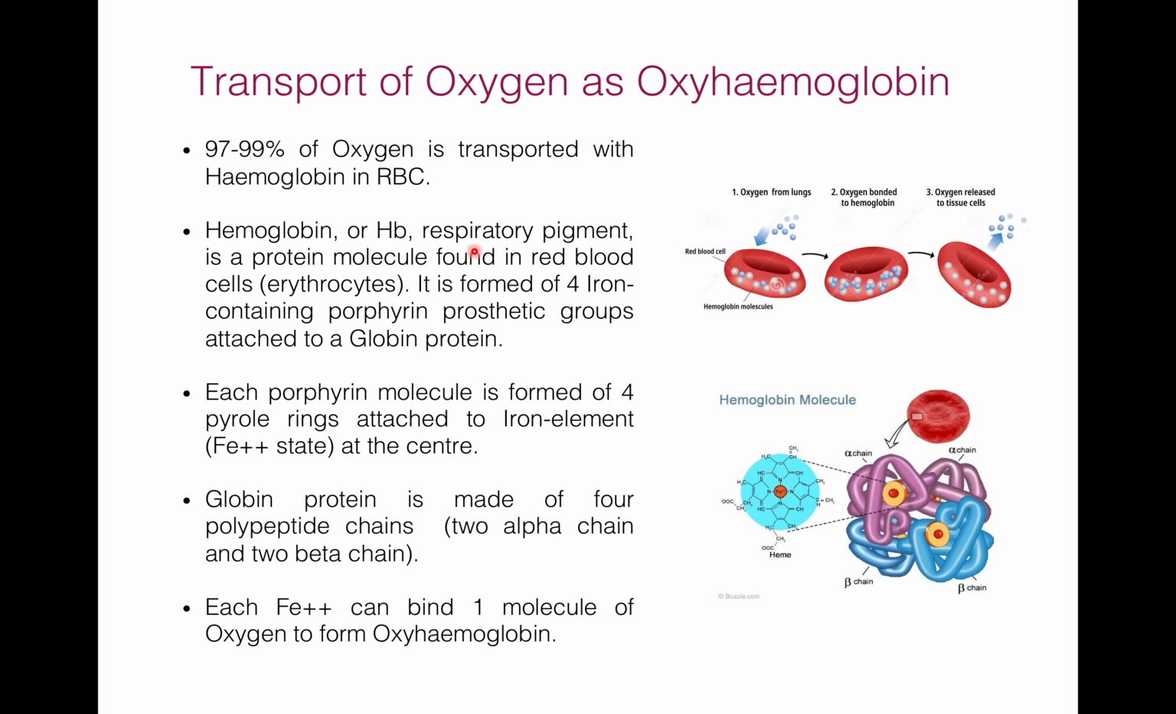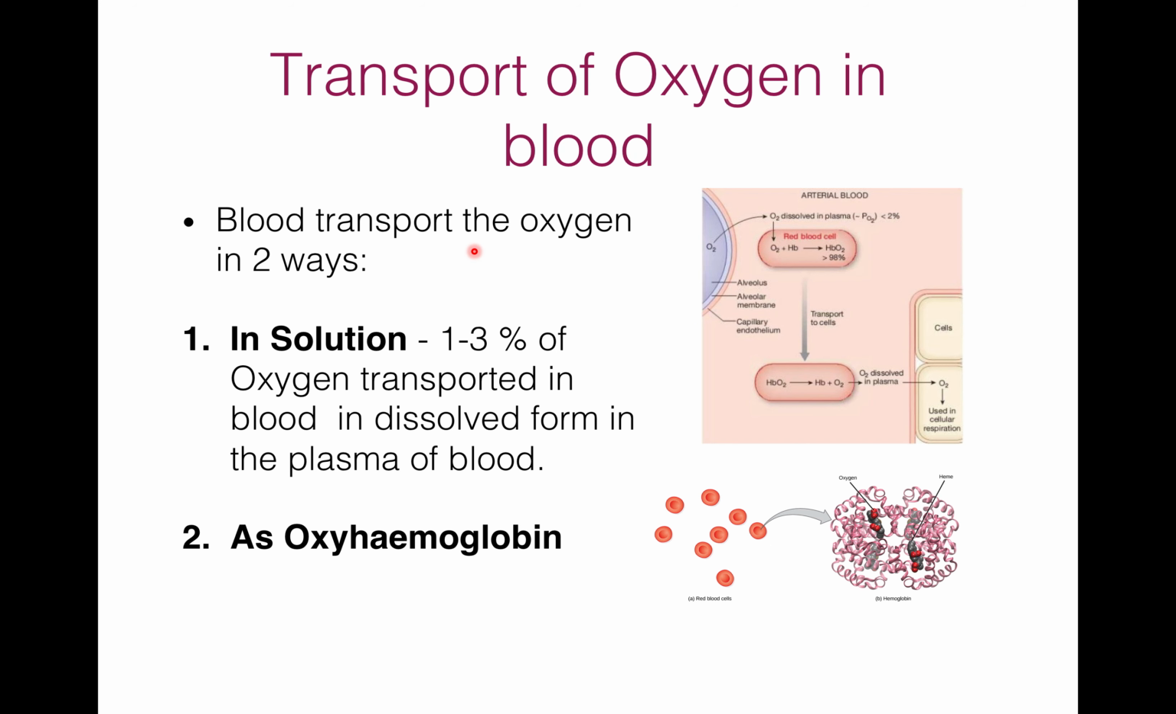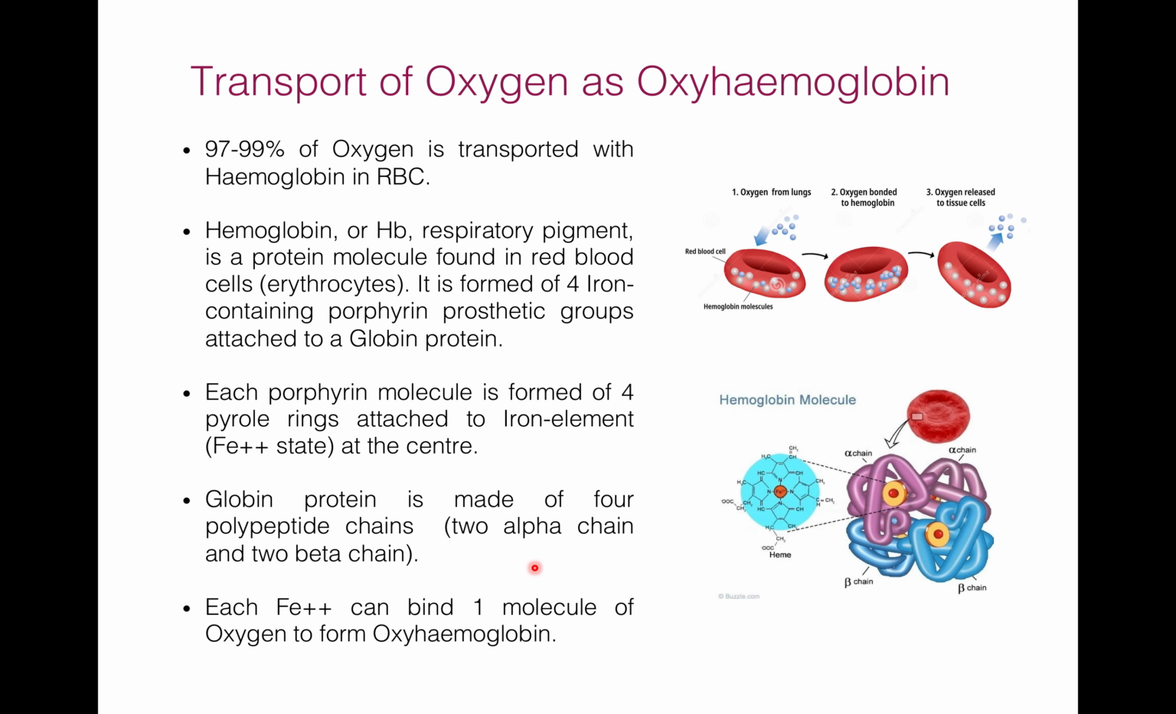So today I explained how blood transports oxygen. Blood transports oxygen in 2 ways, in solution form and as oxyhemoglobin. In solution form, blood transports about 1.3%, and as oxyhemoglobin, 97 to 99%.